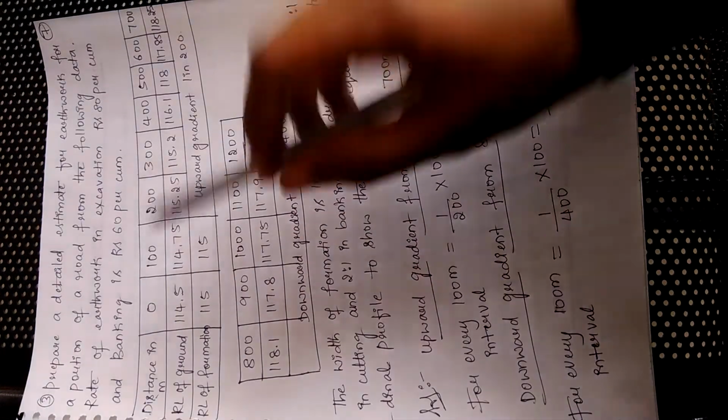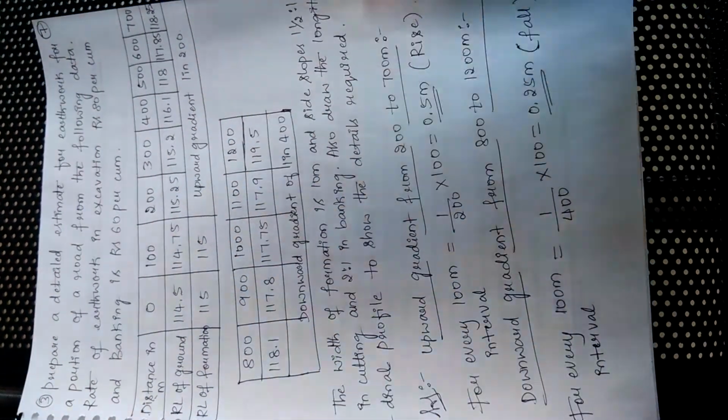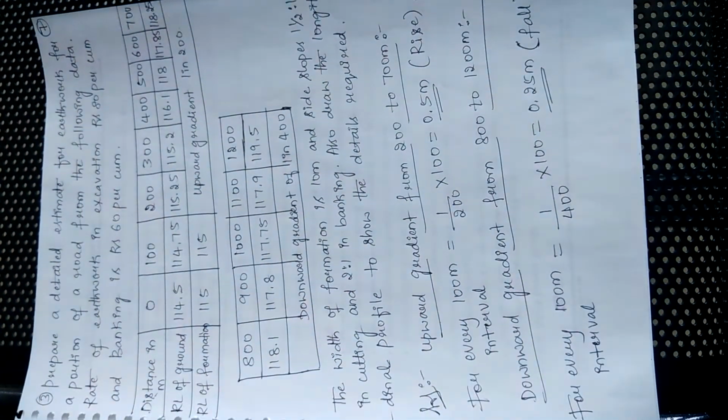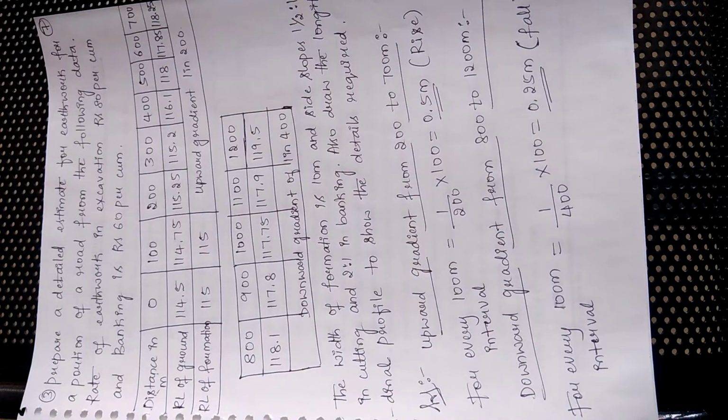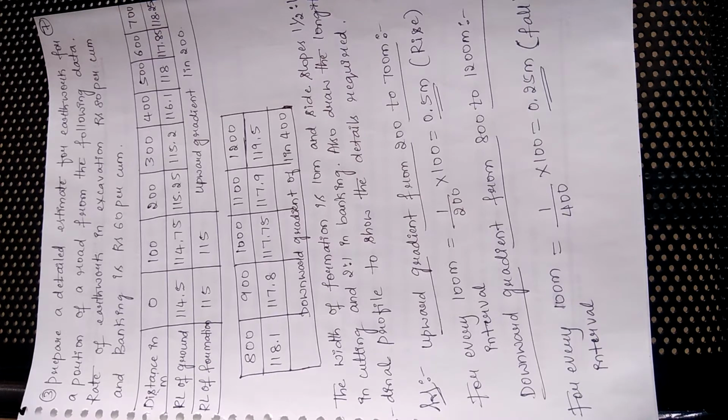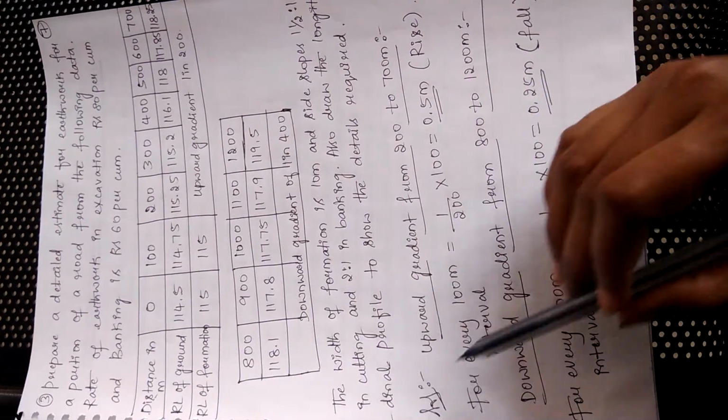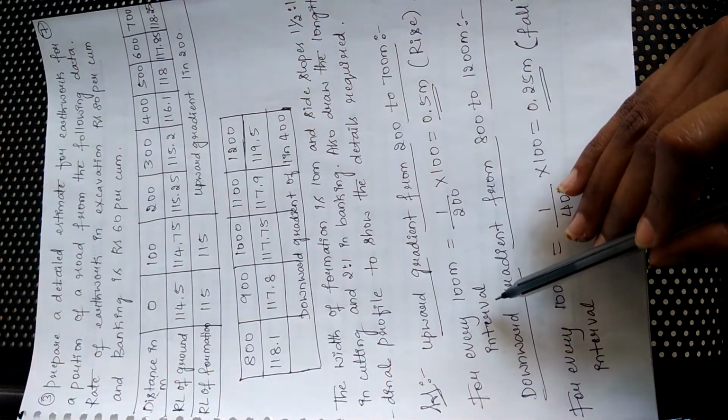Now, in between all the chainages, there is an interval of 100. You can see the equal interval between all the chainages here. Hence, we have to find the height of the rise for each interval. Here the interval is of 100 meter. Hence, I wrote the sentence as for every 100 meter interval.